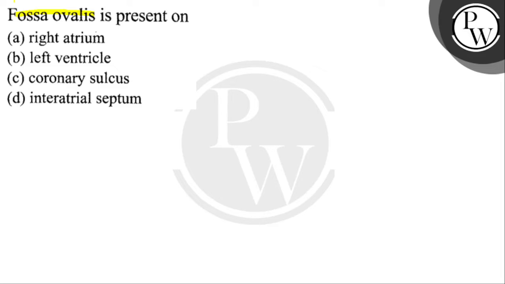So what is our key concept? Our key concept is the fossa ovalis. It is a special structure, and that special structure is present in a particular place. Before solving this question, we will briefly discuss the structure of the heart.